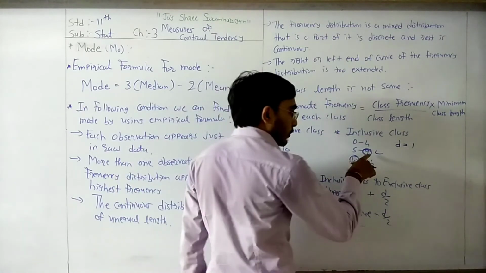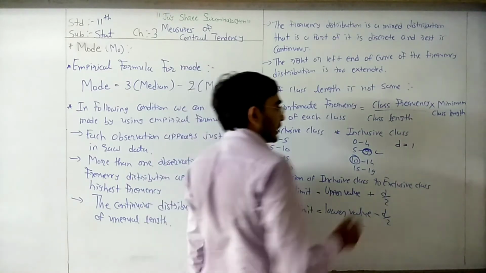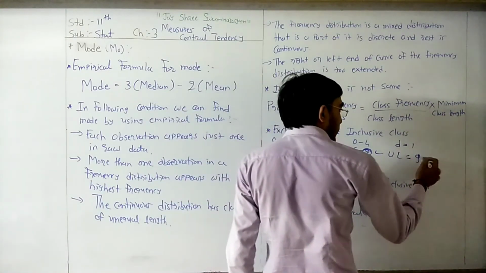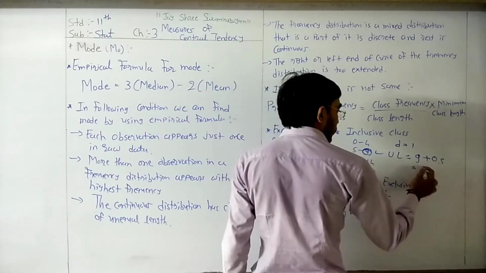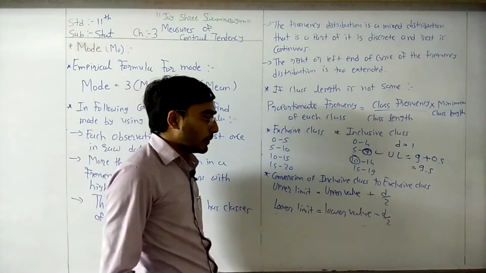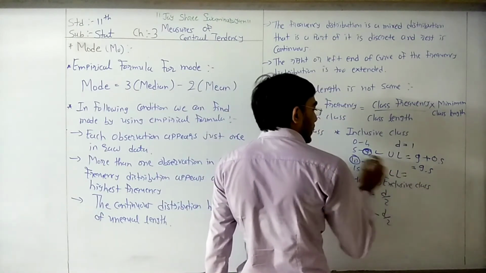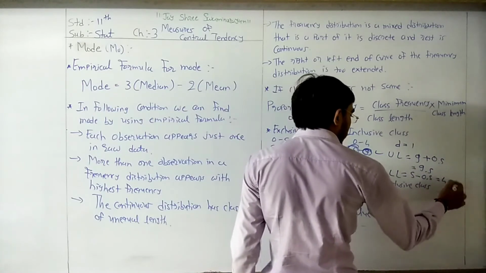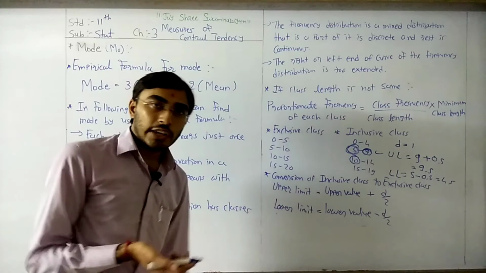Now if we want to convert this 5 to 9 into exclusive class, then upper limit UL is equal to this upper value 9 plus d by 2. D is 1, so 1 by 2 is 0.5, so 9.5. Now how can you find the lower limit? Lower value minus d by 2. The lower value is 5. 5 minus 0.5 is 4.5. In this way you can convert inclusive class into exclusive class.